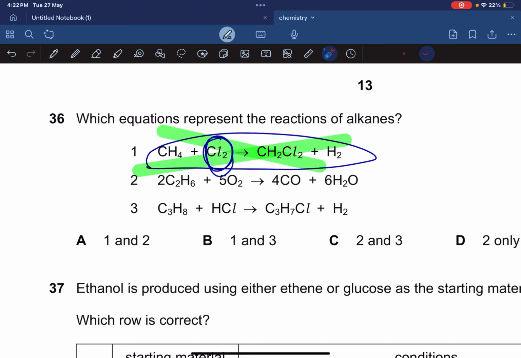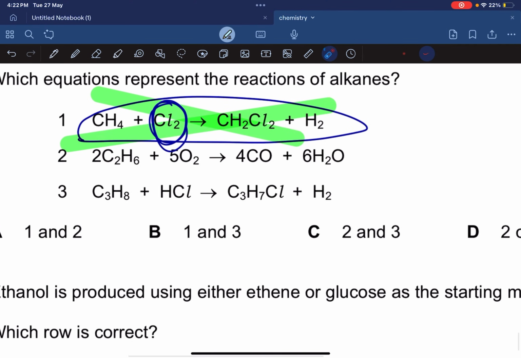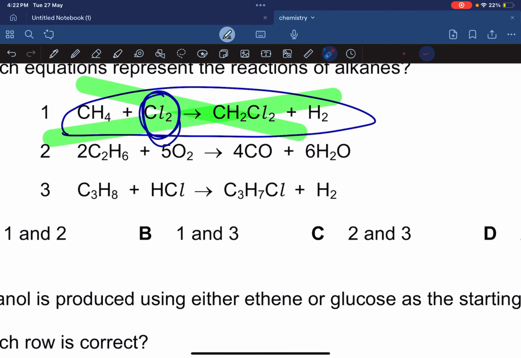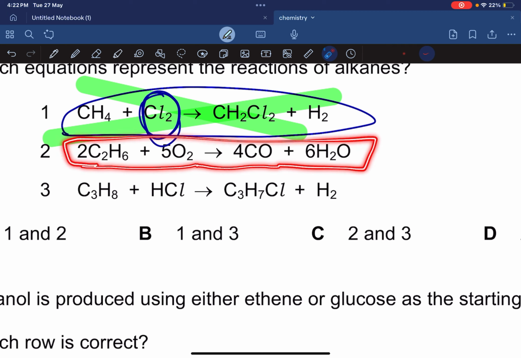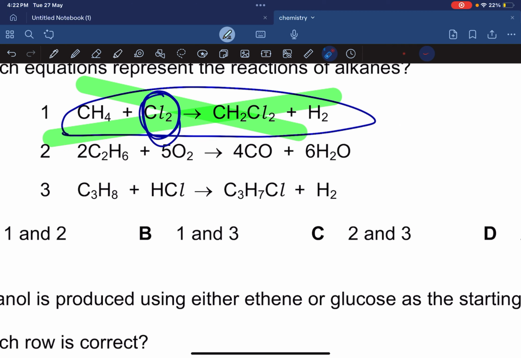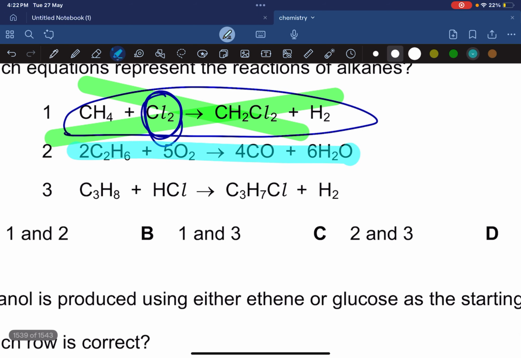Okay, you need to understand this. Okay, moving on to reaction 2, which says that you have C2H6 plus 5O2, and then you are forming this. Okay, that's a simple, I guess, combustion reaction. That's possible. Okay, a combustion is possible for alkanes.